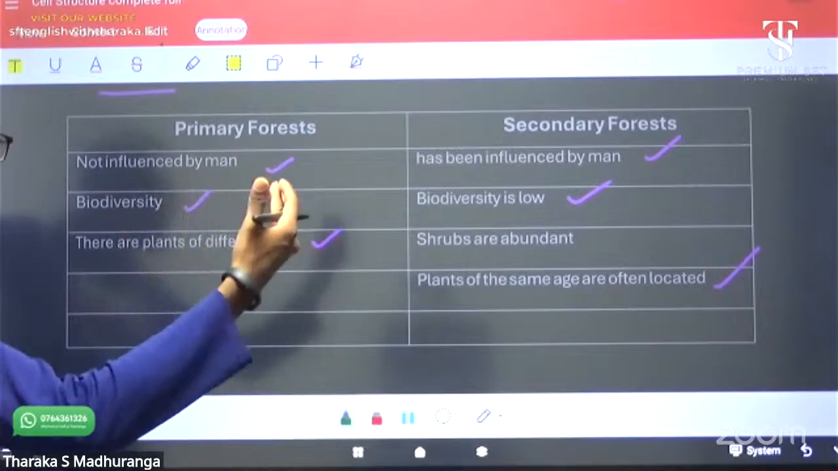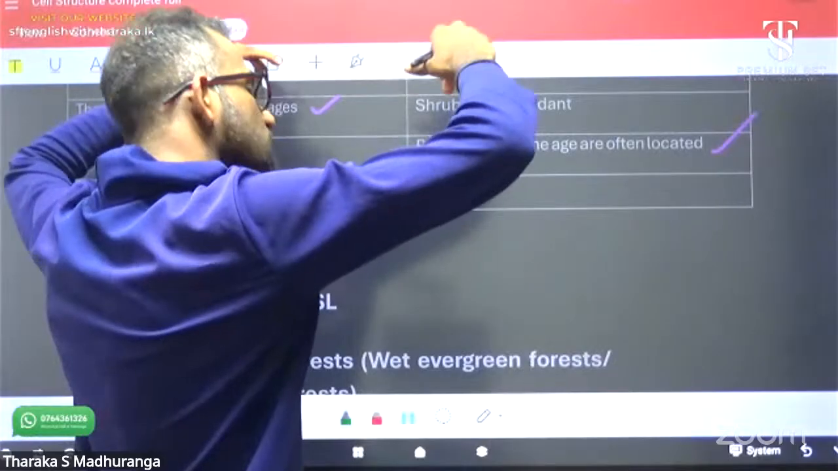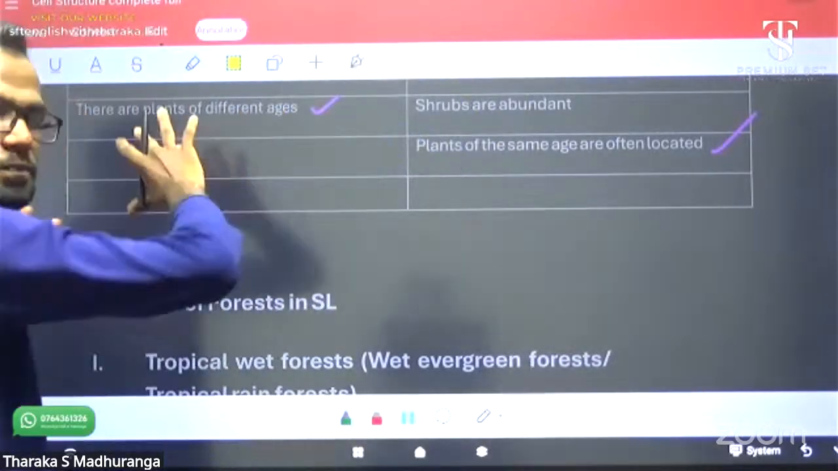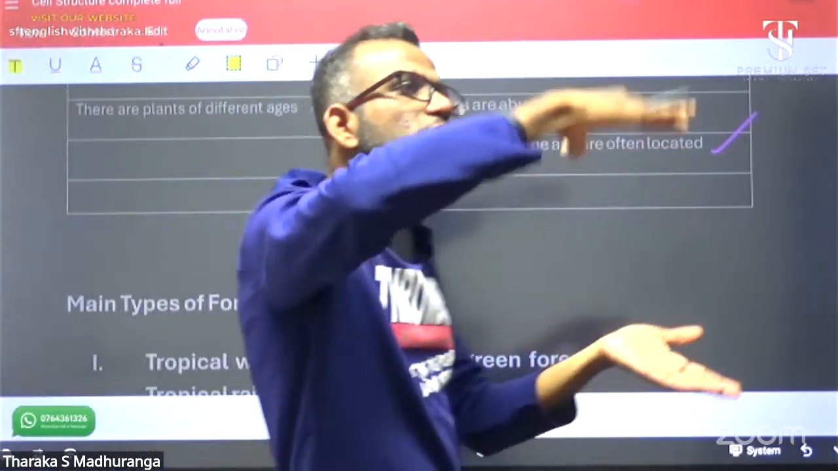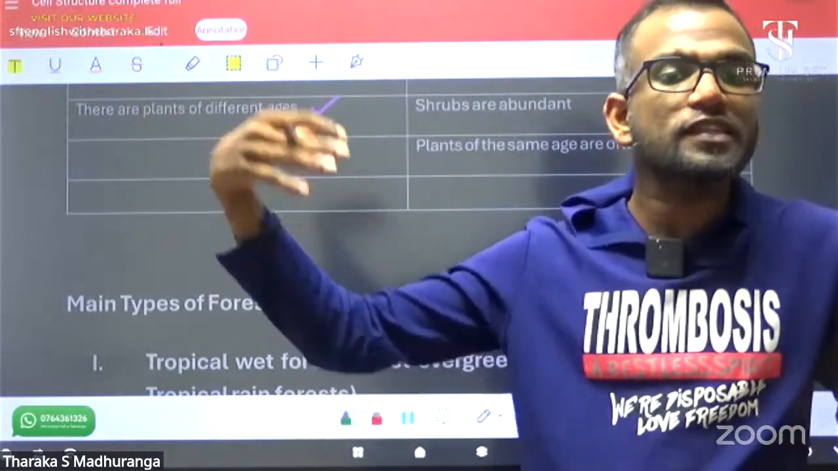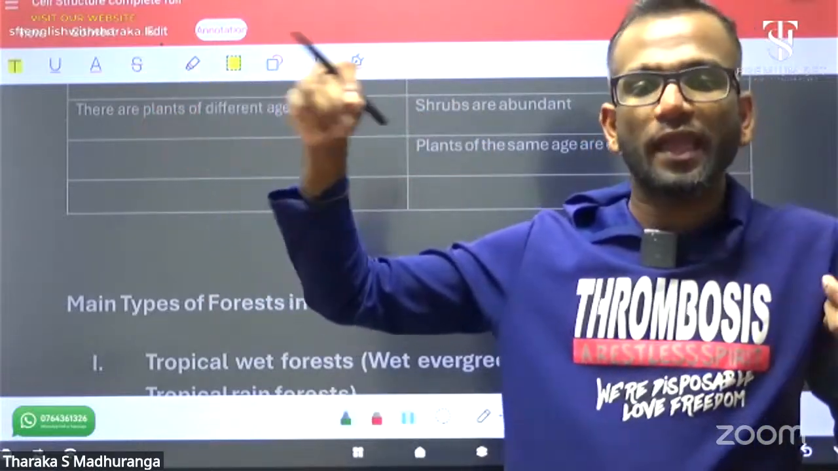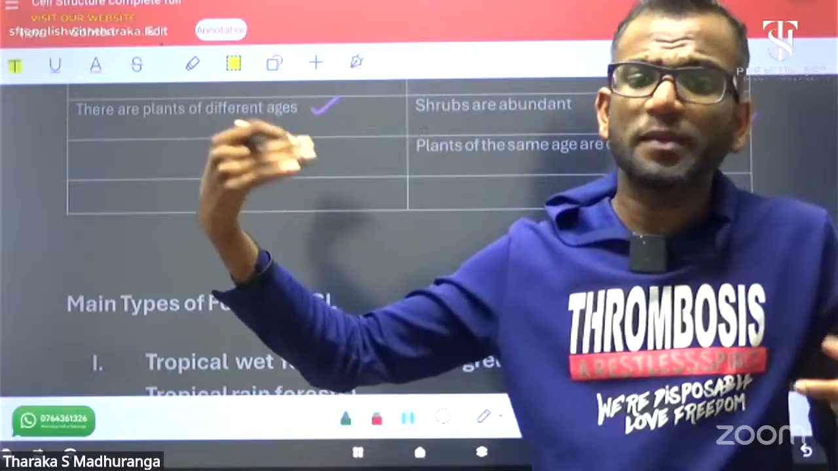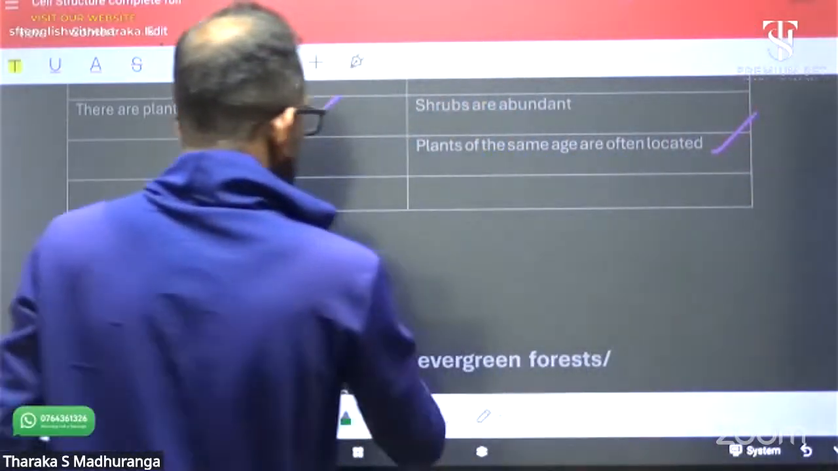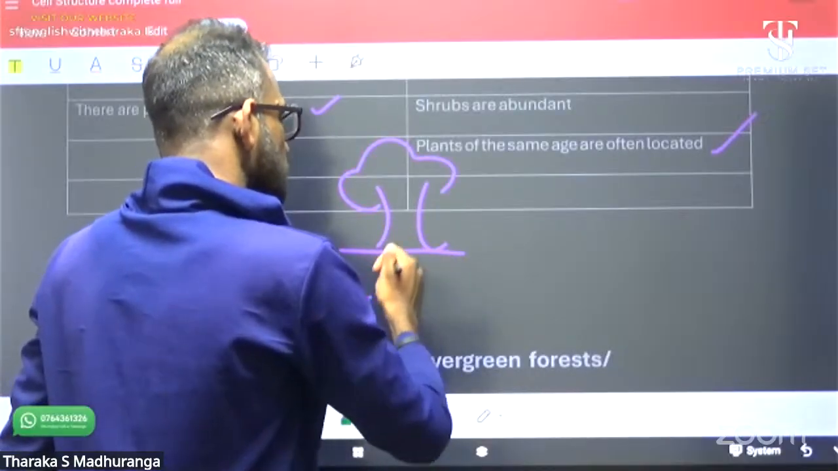Okay, they are the differences. If it is primary forest, there are different age and different height plants. That's why its biodiversity is great. But in secondary forest, same height plants and same age, same characteristics. Therefore, what happened? High competition for nutrition.